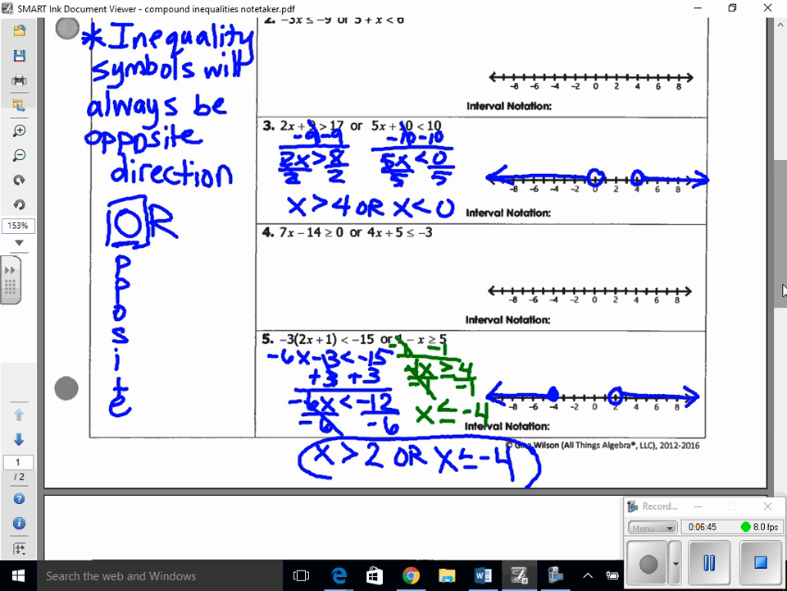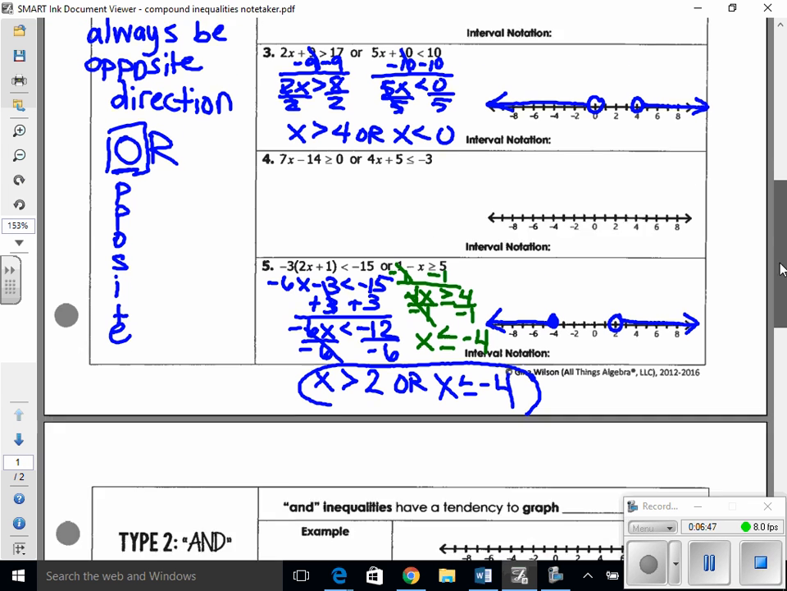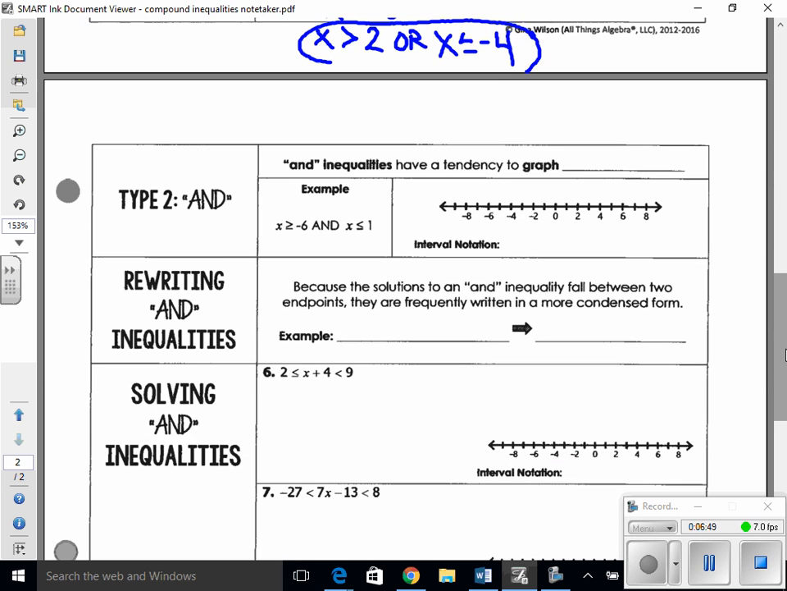All right, let's go ahead and switch to the second type, which are the AND inequalities. Okay. AND inequalities have a tendency to graph together or in between. Might be a little useful to help you. So you're still going to have 2 dots because you're doing 2 inequalities joined together. Okay, but the shading this time is going to look a little different.